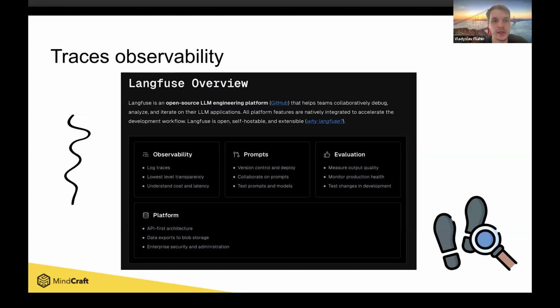The next is price durability. Actually, we live in the era of production LLMs, agents, and multi-agent systems. In order to track all of this efficiently, we need observability. There are a lot of platforms similar to LangFuse. It's just one of the examples. It provides convenient log traces, transparency, cost calculations, different prompt versions, and a lot of additional features. But the most important is observability.